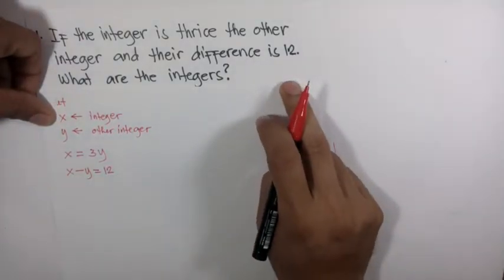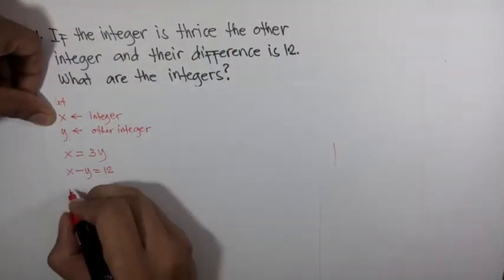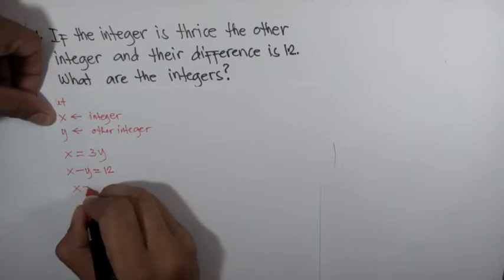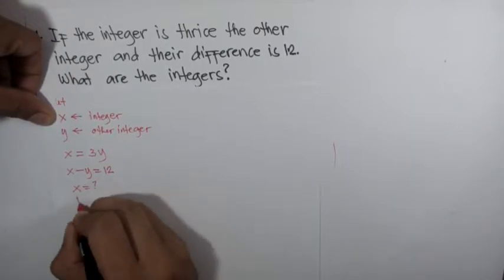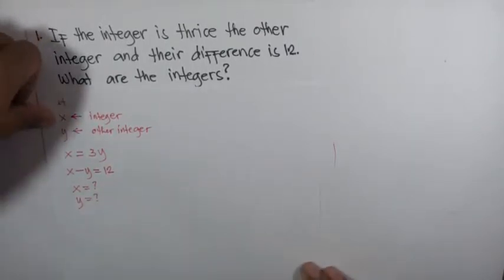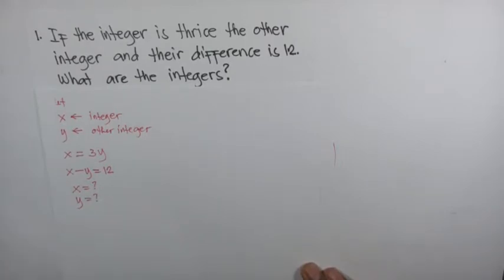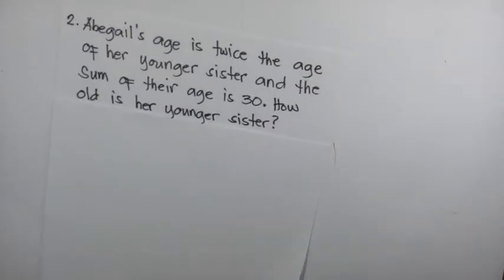And what are the integers? So the question is, what are the integers? So the question would be x and y. You are going to solve for that, but later on our next video. But this time our task is just to translate system of linear equations. So let's go on to the second.